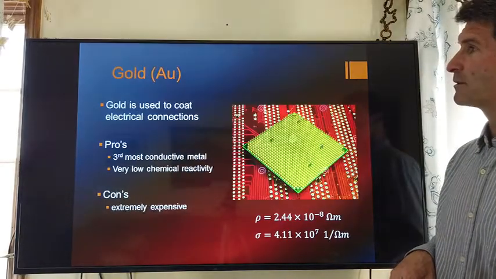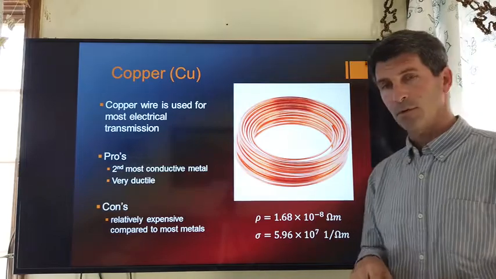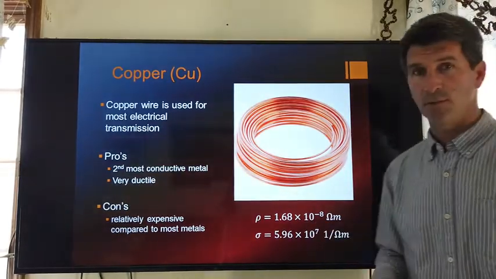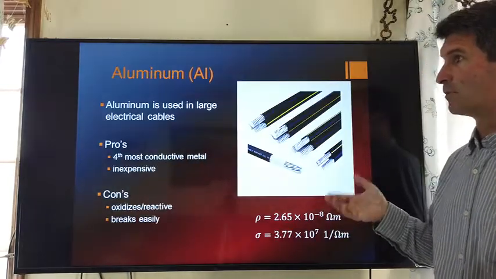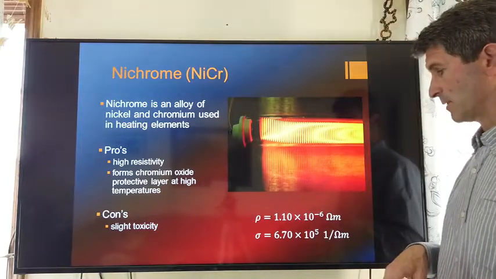at about 10 to the minus 6 ohm meters. We go back to copper, which is the most common element used for electrical wiring, and you can see its resistivity is 10 to the minus 8. So nichrome is about 100 times more resistive than our copper and some of the copper alloys.